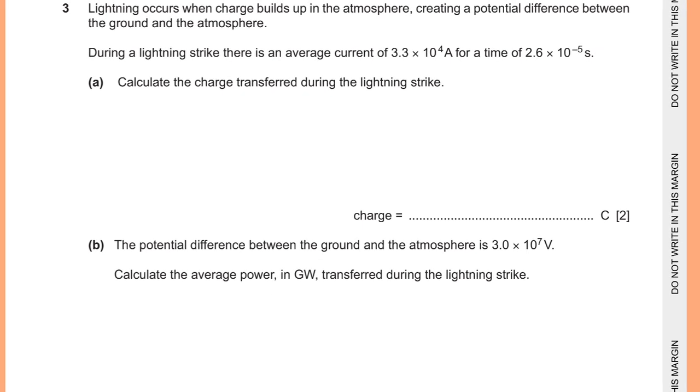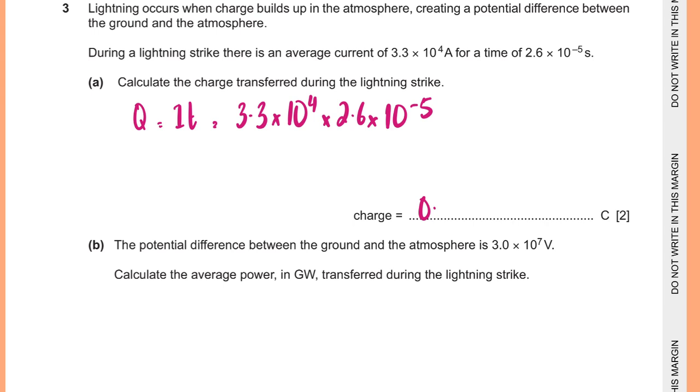Lightning occurs when charge builds up in the atmosphere, creating a potential difference between the ground and the atmosphere. During a lightning strike, there is an average current of this much flowing for a time of this much. Calculate the charge transferred. So the equation is Q equals I T. More specifically, it's delta Q equals I delta T. But you get the drift. So I is 3.3 into 10 to the 4. T is 2.6 into 10 to the negative 5. So if you work this out, the charge turns out to be 0.86 coulombs.